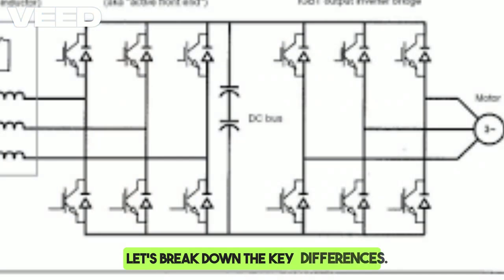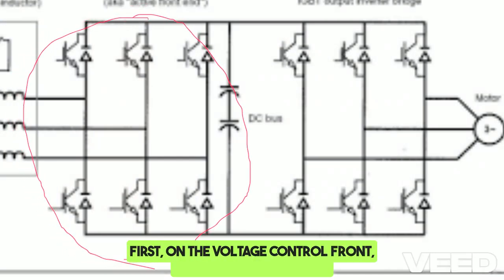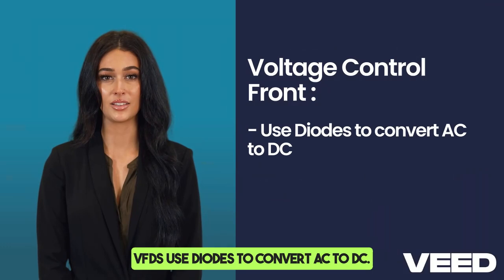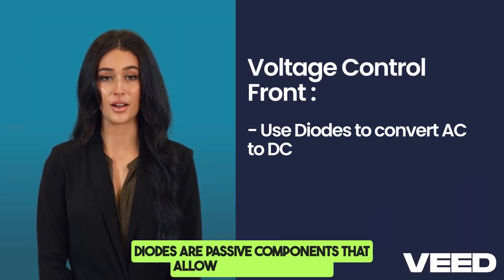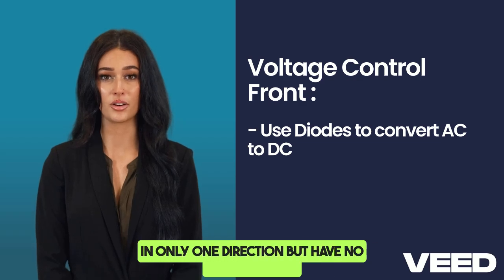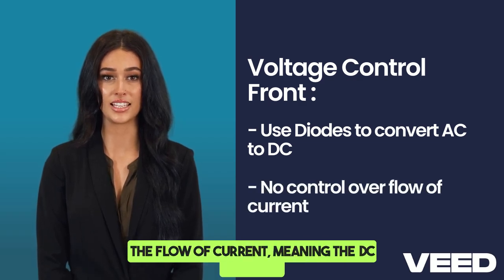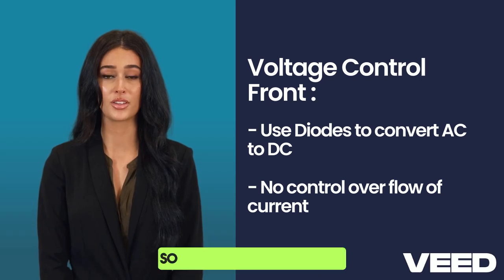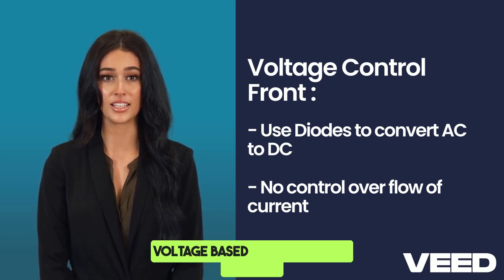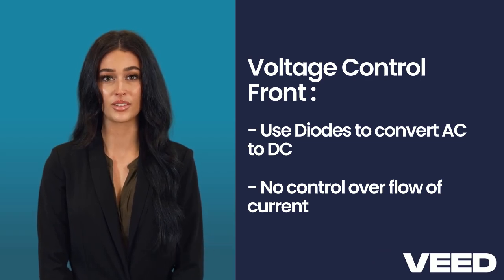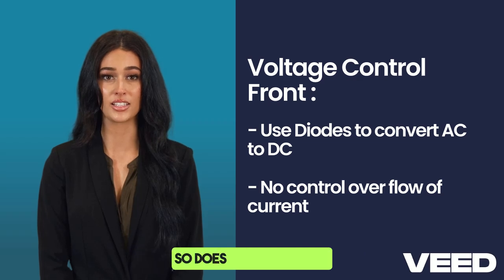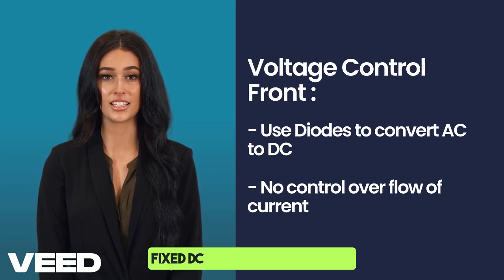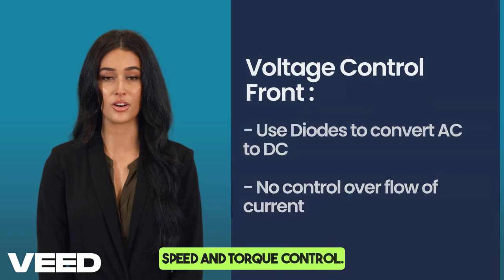Let's break down the key differences. First, on the voltage control front, uncontrolled rectifier VFDs use diodes to convert AC to DC. Diodes are passive components that allow current to flow in only one direction but have no control over the flow of current, meaning the DC output is a fixed and unregulated replica of the input voltage. So it provides a fixed DC bus voltage based on the input AC voltage. So if the input voltage fluctuates, so does the DC voltage. This can impact motor performance. Fixed DC voltage means limited speed and torque control.